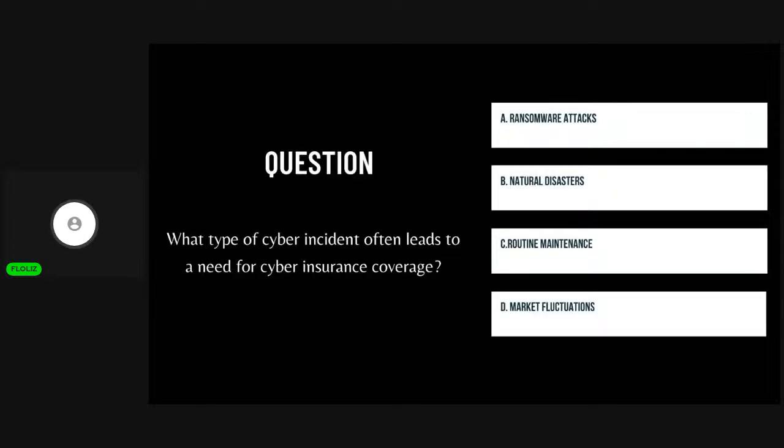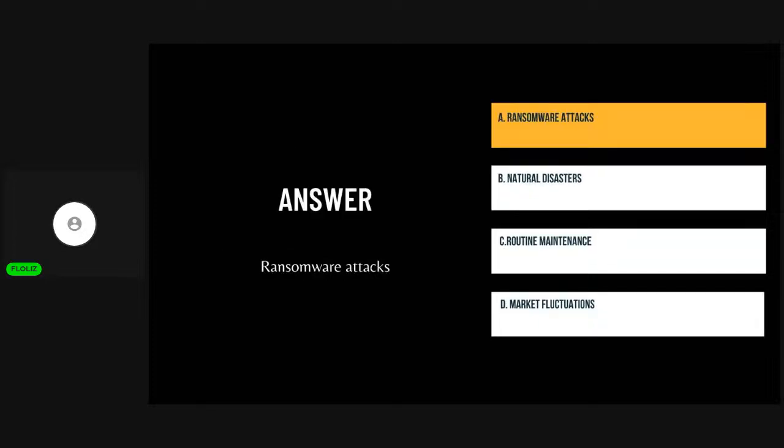What type of cyber incident often leads to a need for cyber insurance coverage? Okay, let's see. The answer is A, ransomware attack. Good. Ransomware attack.